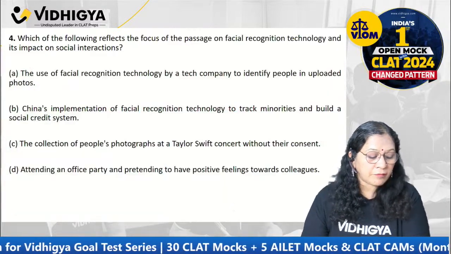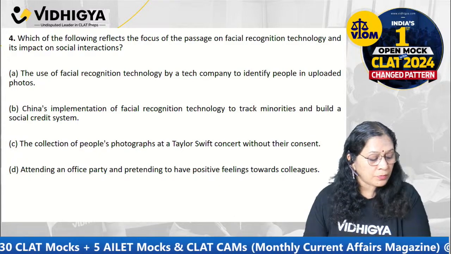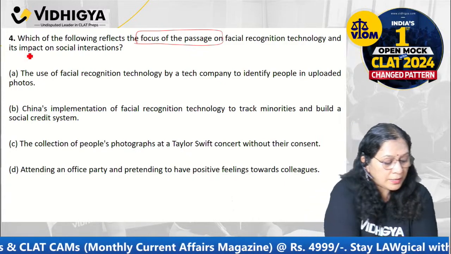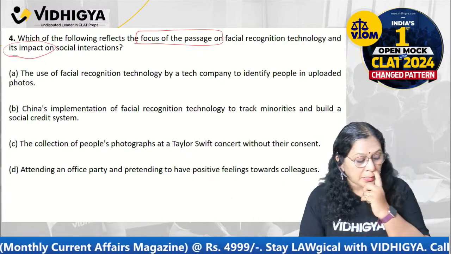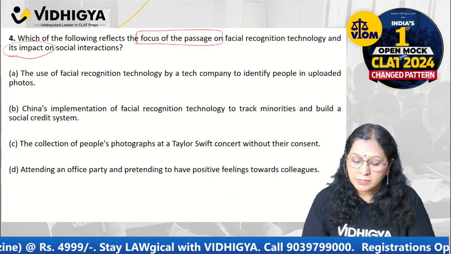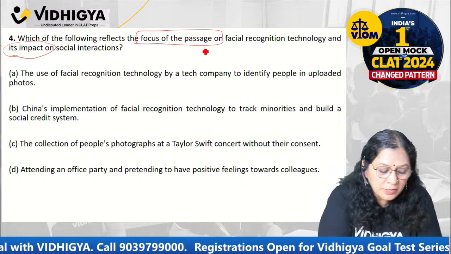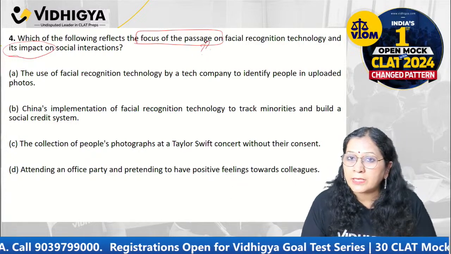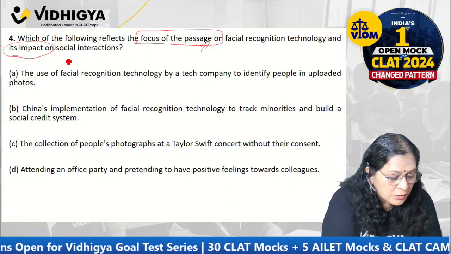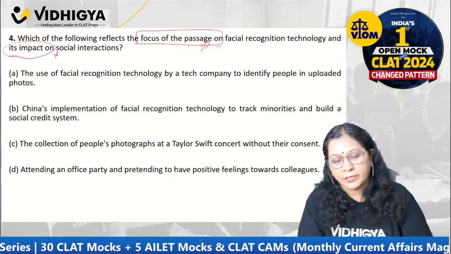Fourth question, which of the following reflects the focus of the passage on facial recognition technology and its impact on social interactions? So, focus of the passage and its impact. दो चीजें हमें समझनी है. Use of facial recognition technology by a tech company to identify people in uploaded photographs. ये तो था, but क्या ये focus है? Right? We need to question this. And is it doing anything for the social interactions? Right now, no. So we can eliminate on this point, focus of the passage का सही है, तो एक सही है लेकिन एक point missing है.